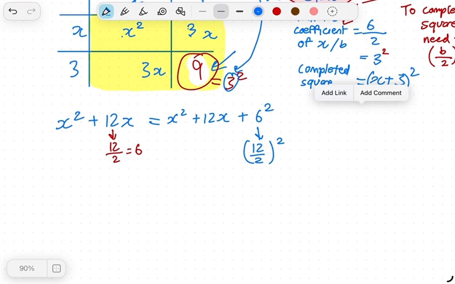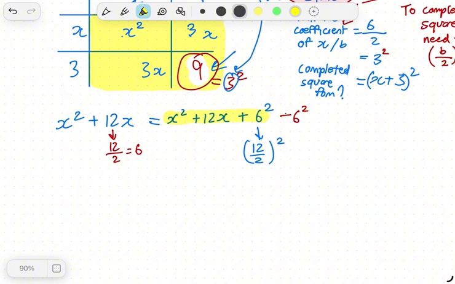But remember, left hand side must always equal right hand side. And now we have included another 36 here, which means we need to take away another 36, which is the same as 6 squared, to make the expression equal on the right hand side and left hand side. And from here, we can see that this is the completed square form of the equation already.